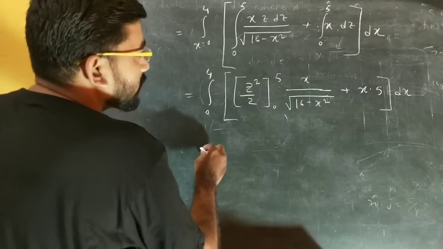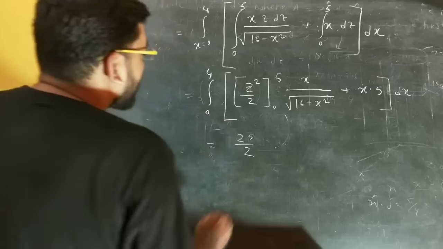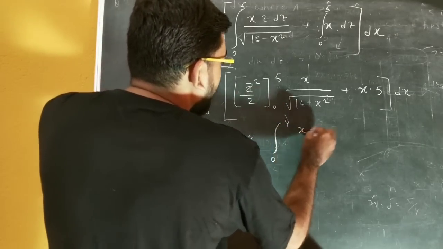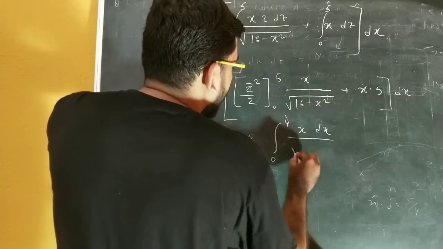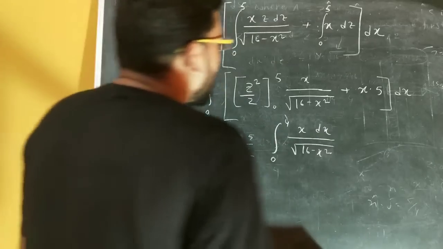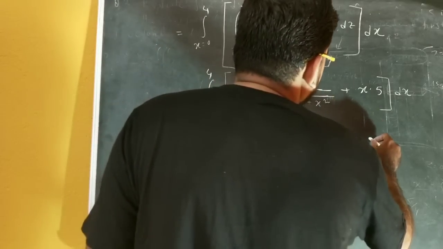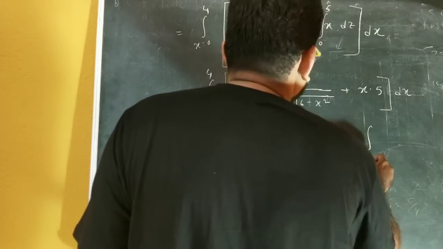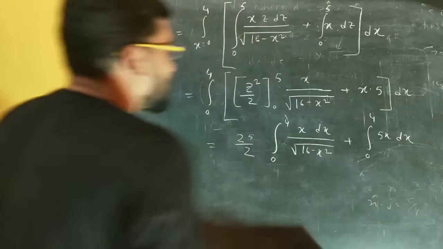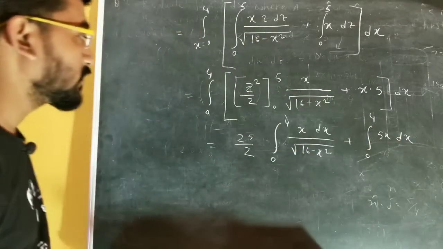So z square by 2 will be 25 by 2. You can put that as a constant, 25 by 2, and you have to integrate with respect to x. So it will be the integral from 0 to 4 of x dx divided by root 16 minus x square, plus for this you have 5x, so the integral from 0 to 4 of 5x dx. This is the integration for x. So you can easily solve this.